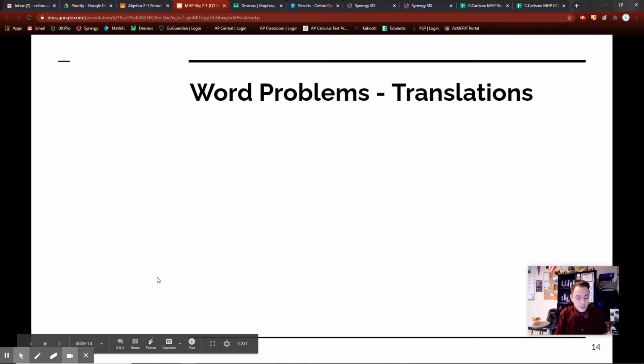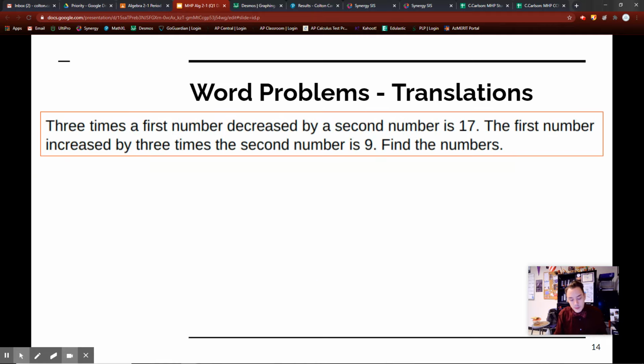Now let's get to some word problems. I have 3 word problems and then we are going to be done. So this first one is just 3 times a first number, decreased by a second number, is 17. So let's get used to actually reading the math. What does it look like in English? This. So 3 times a first number.